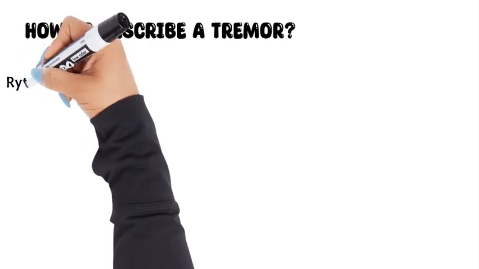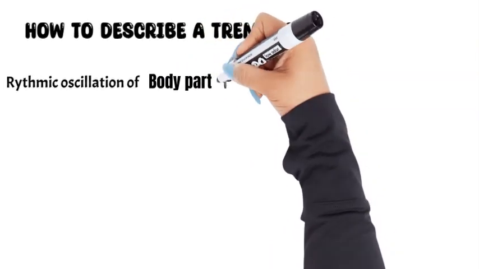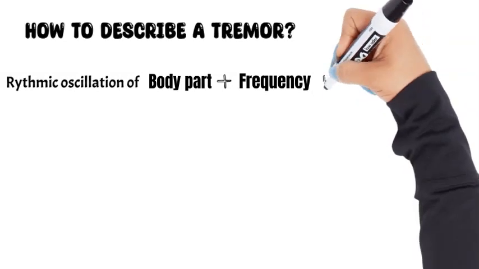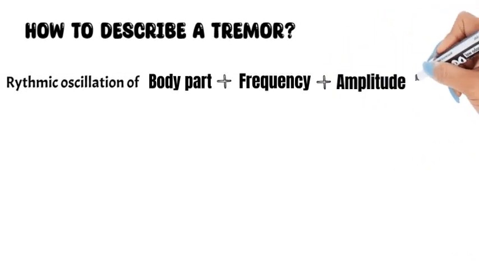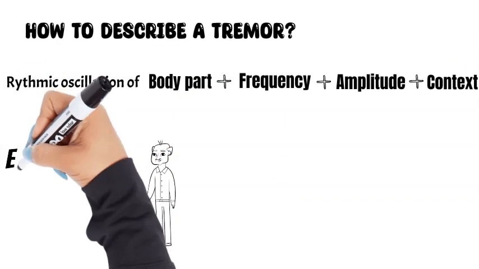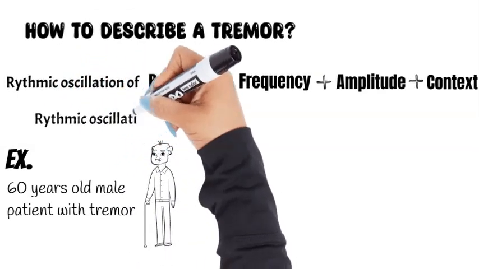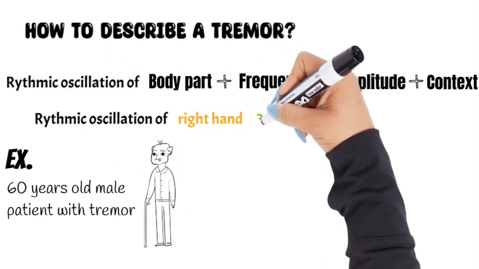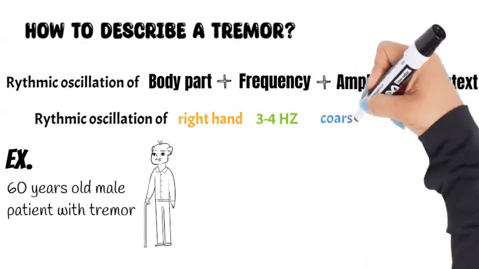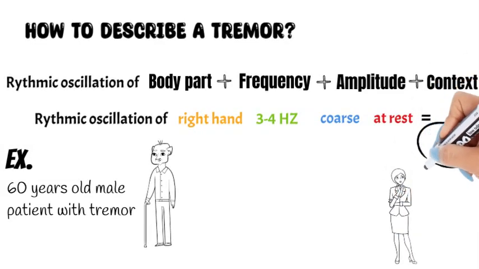So, in order to describe a tremor, we have to say that there is rhythmic oscillation, then to mention the body parts, followed by its frequency, then the amplitude, and finally the context at which the tremor occurs. Let's take an example. When we say that there is a 60-year-old male patient with a tremor, this carries a lot of differential diagnoses. While when we say that this 60-year-old male patient has rhythmic oscillation of his right hand, it is a 3 to 4 Hz, of course a tremor at rest, this will narrow the differential diagnosis to mainly Parkinson's disease tremor.